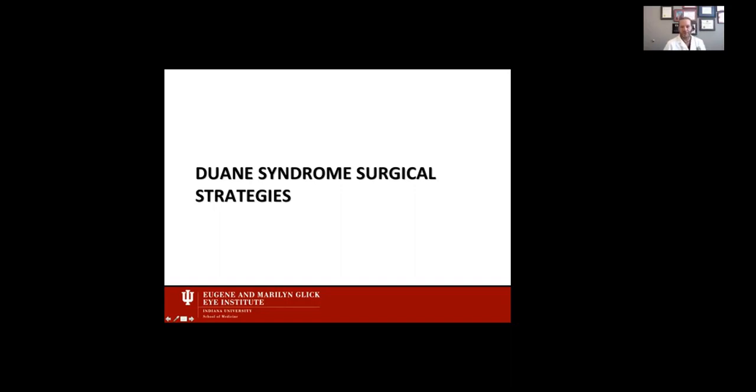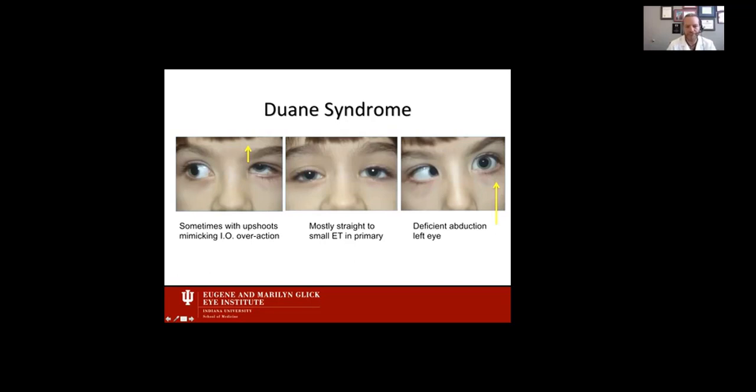Let's go into Duane syndrome. I think Duane syndrome is really a fascinating topic, and when I answer consults, this is probably in the top 5 questions that we get in the strabismus section. Duane syndrome, what's typical about these? Well, they frequently have little, maybe no esotropia or very small amounts of esotropia in the primary position.